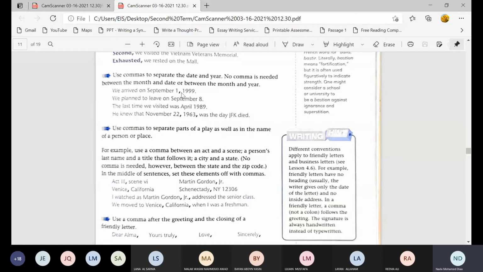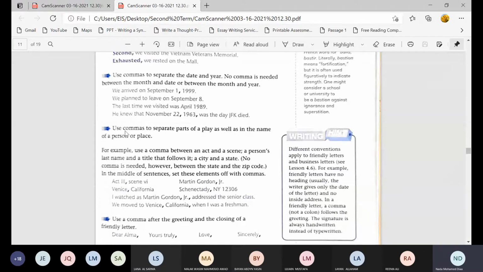We plan to leave on September 8th. So here I do not add a comma between month and date. The last time we visited was April 8, 1989. Also, I didn't add a comma. So I don't add a comma after the month with date or year. I add a comma with date and year. He knew the November 22, comma, because here is a year comma. So usually the year is separated by commas.